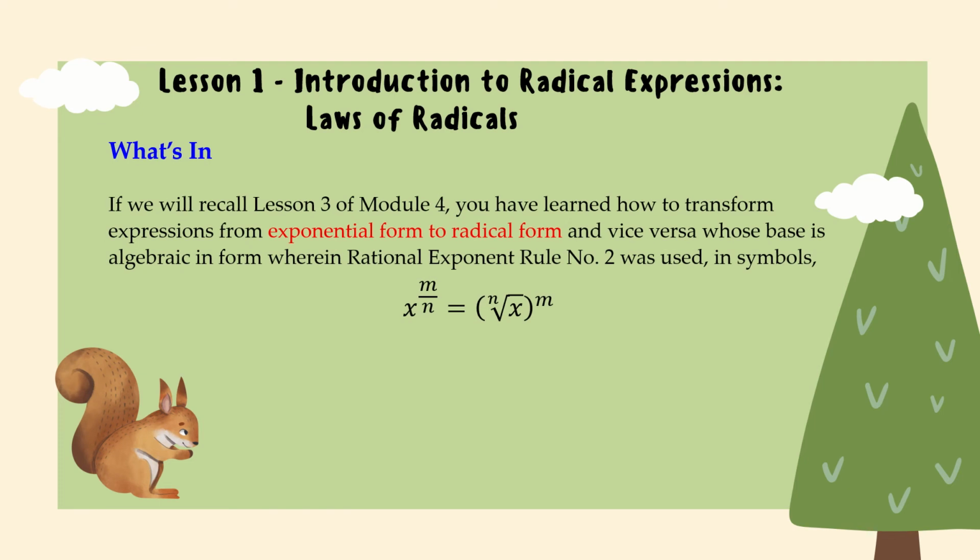Okay, what's in? If we try to recall lesson 3 of module number 4, we have learned how to transform expressions from exponential form to its radical form and vice versa, whose base is algebraic in form, wherein the rational exponent rule number 2 was used, which in symbols is written in this format. We have there the base x raised to exponent m over n can be written as the nth root of x then raised to exponent m.